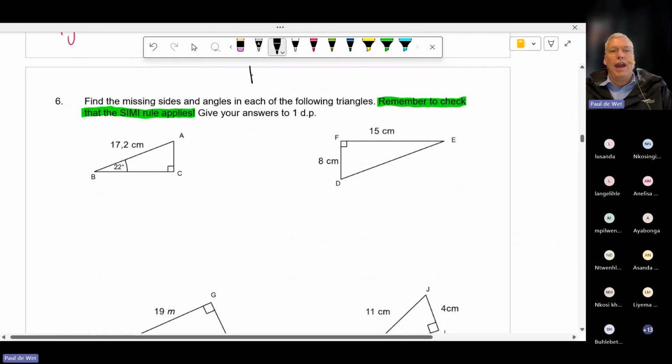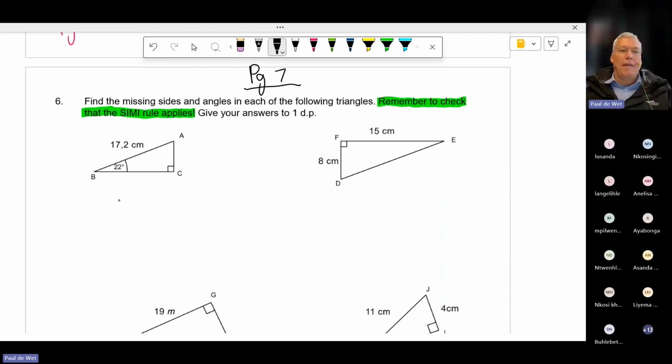Page 7. And this is the last thing we've got to do: we've got to try and find the missing sides and the missing angles. The first thing is going to be very easy. What will angle A be, and how do we know that? It's going to be 68 degrees. Why? Because of the angles of a triangle. This is geometry, mind you, we're doing trigonometry. Everything is connected to everything else in maths.